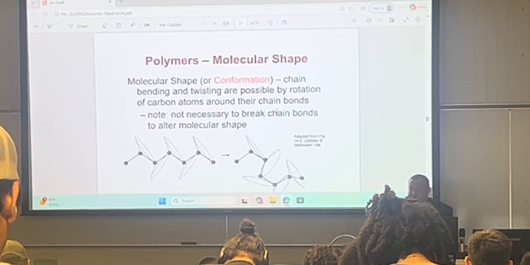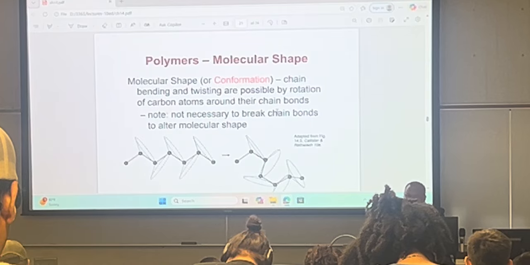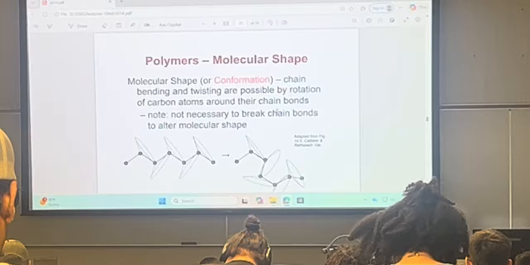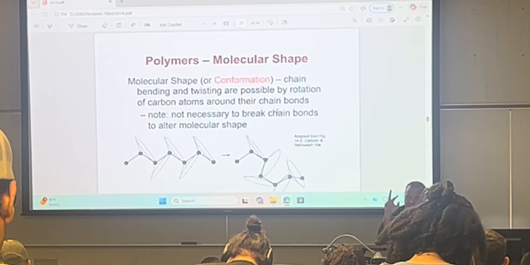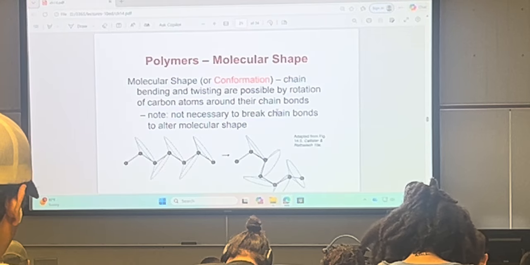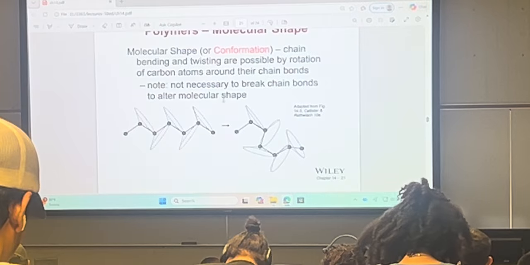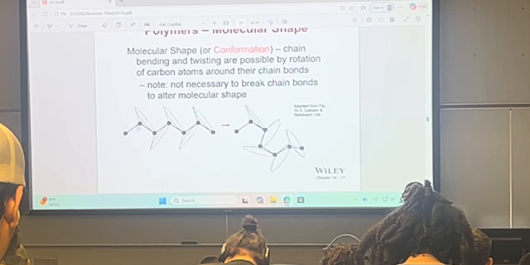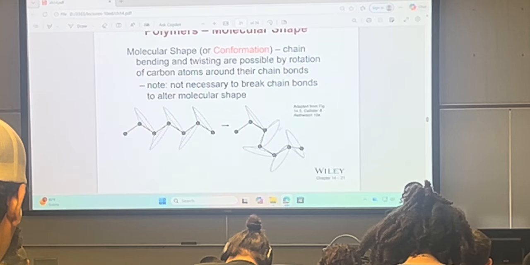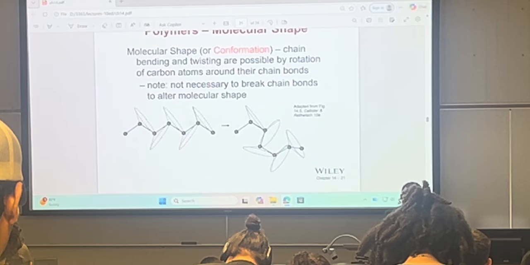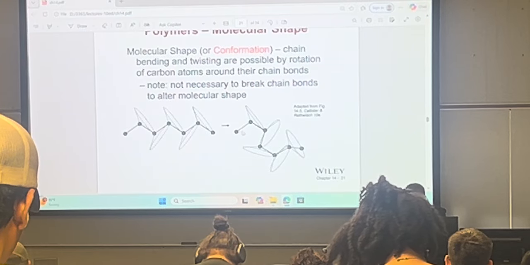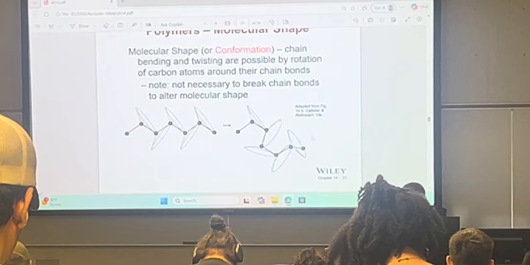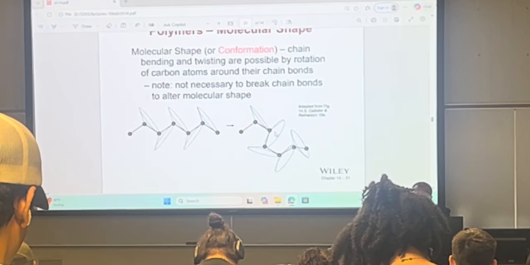Which affects their molecular shape. Molecular shape is also called conformation, the chain bending and twisting that are possible by rotation of carbon atoms around their chain bonds. So here you go. You see here's carbon like this, and then all of a sudden, boom, there's a break in the chain and there's a twist. So the molecule, even though chemically it's the same, with the same amount of carbon and hydrogen, has a different three-dimensional arrangement. See that?